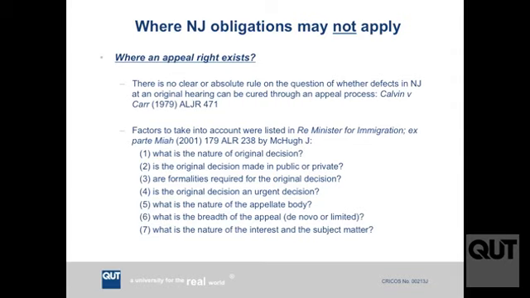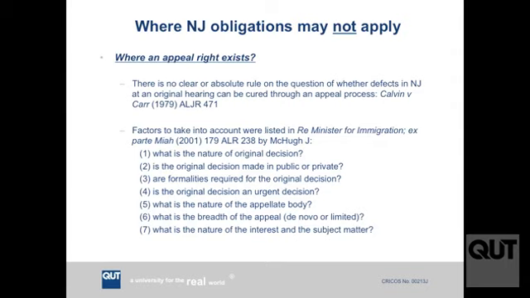In the case of Mia, Justice McHugh listed a variety of factors to take into account here, including firstly, the nature of the original decision. Was it a preliminary or final decision? Secondly, is the original decision made in public or private? Thirdly, are formalities required for the original decision? Fourth, is the original decision an urgent decision? Fifth, what is the nature of the appellate body? Is it a judicial, internal, or something less than a tribunal type of body?